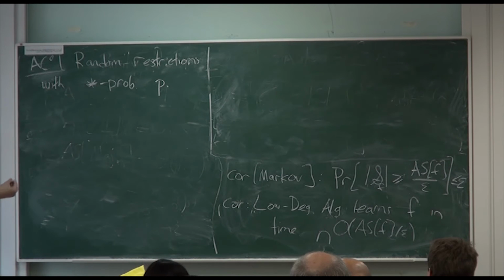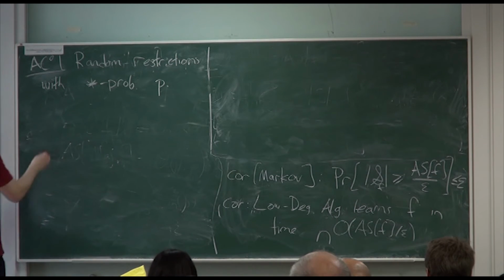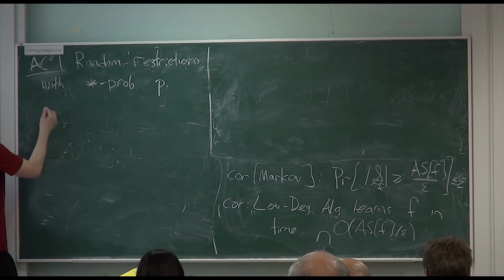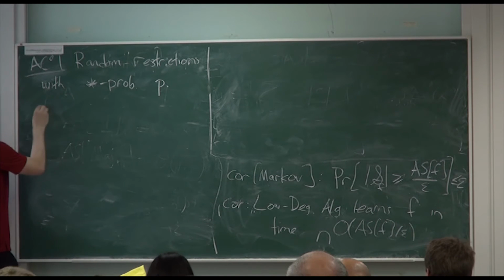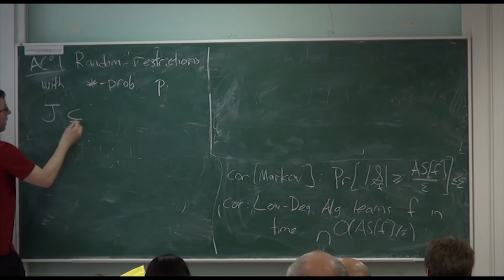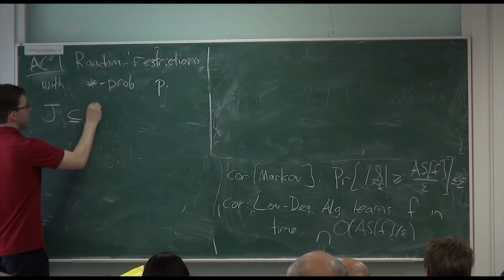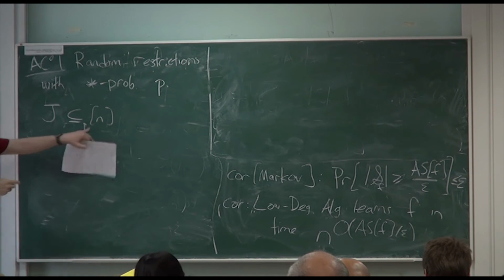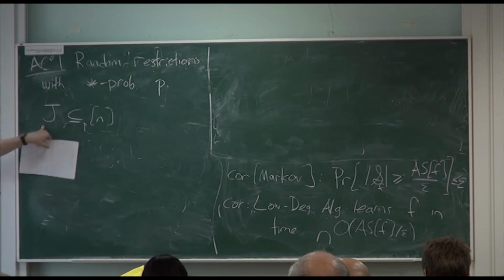So what does this mean? Remember, you pick a random subset of the coordinates to be stars. You pick each coordinate to be a star with probability P. So I'm going to call that, I shouldn't use capital S, so I'll use J, and this is Ben's notation, a P random subset of N. This means you include each of 1 through N into capital J with probability P.